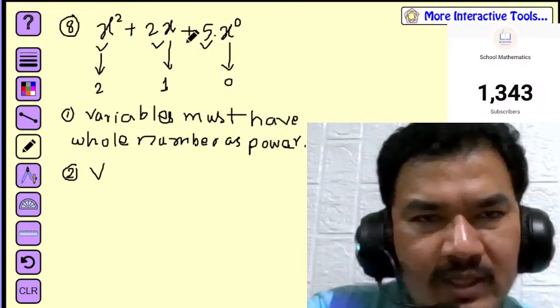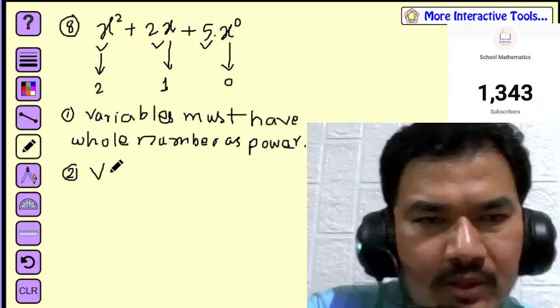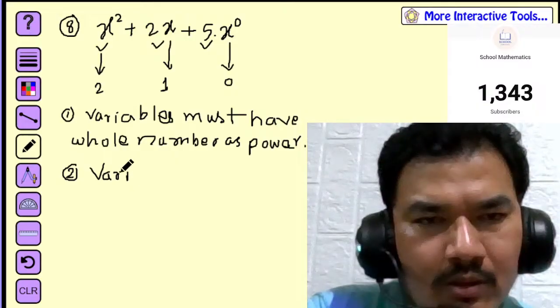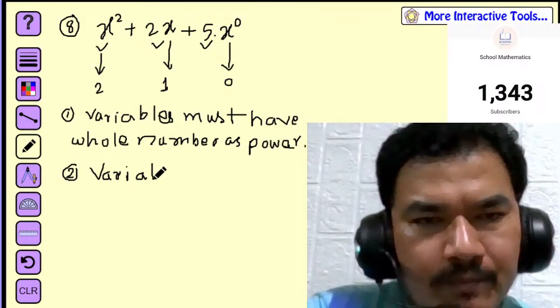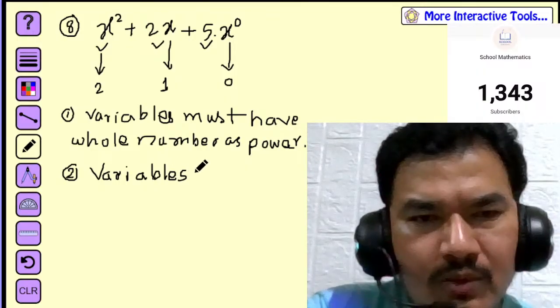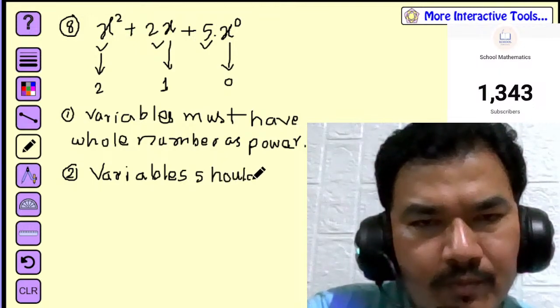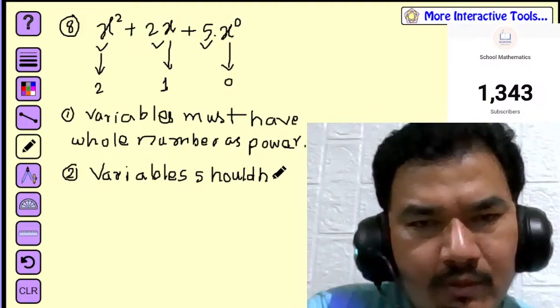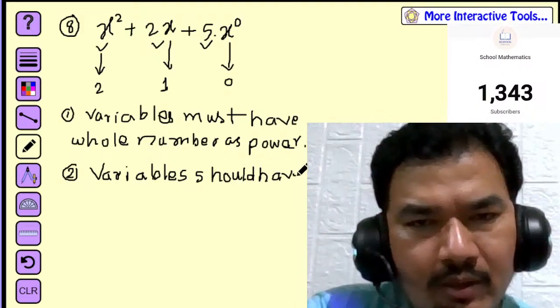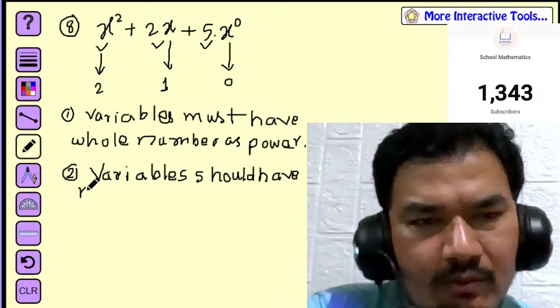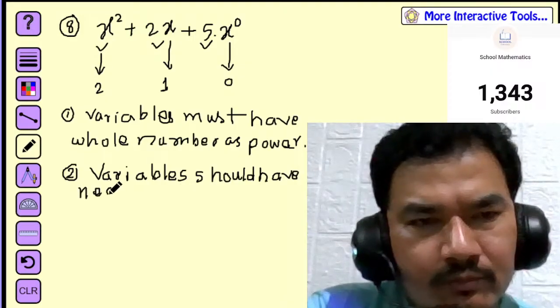Variables, that means x, y, z, those letters, that is the variable. Those variables should not have negative power. That variable should not have negative power.